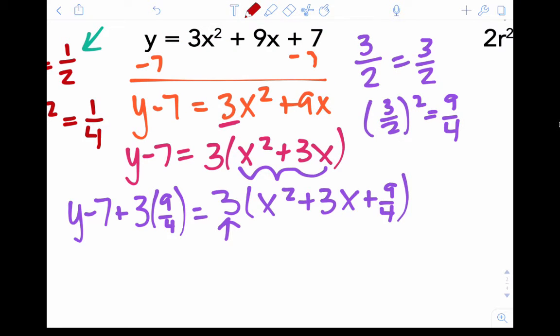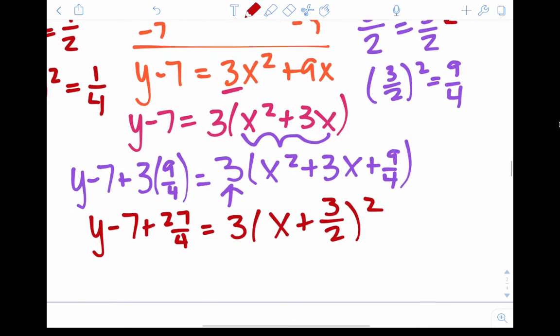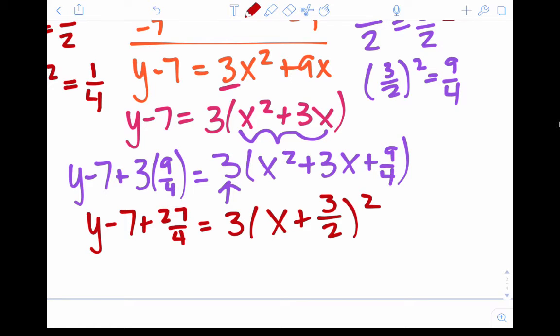Now I'm going to simplify the left a little bit. So y minus 7 plus 27 over 4 is equal to 3 times the quantity. I need to write this as a squared expression, as a squared binomial. So I have y plus, I'm using this number here, y plus 3/2 squared. I can simplify the left side one more time.